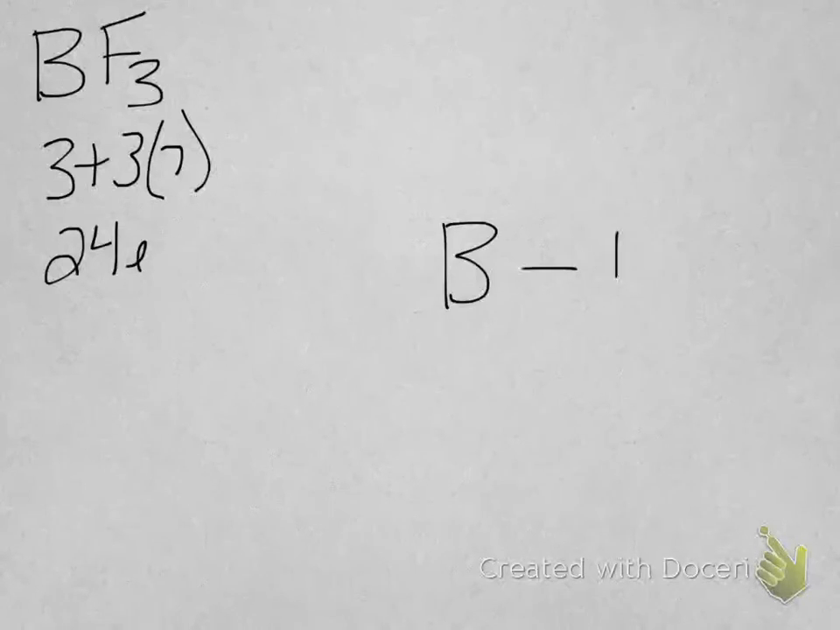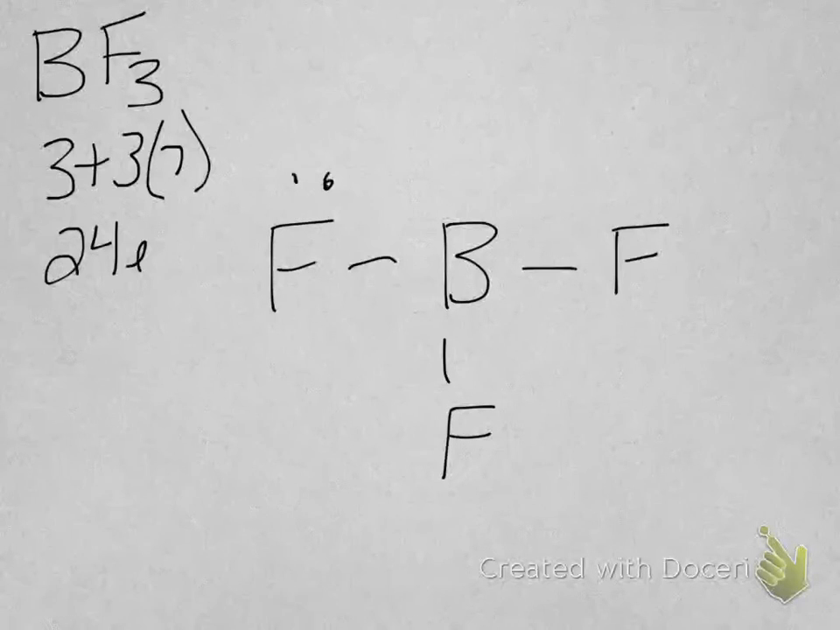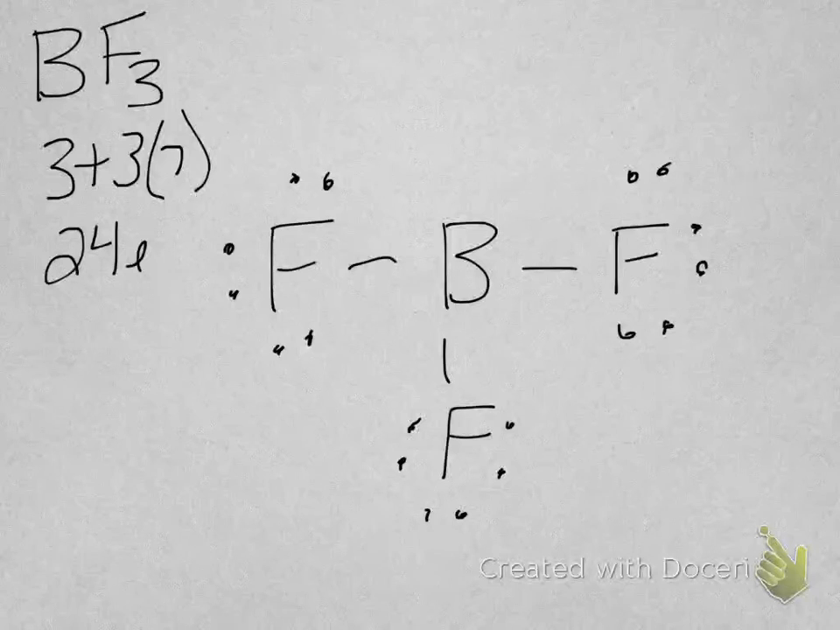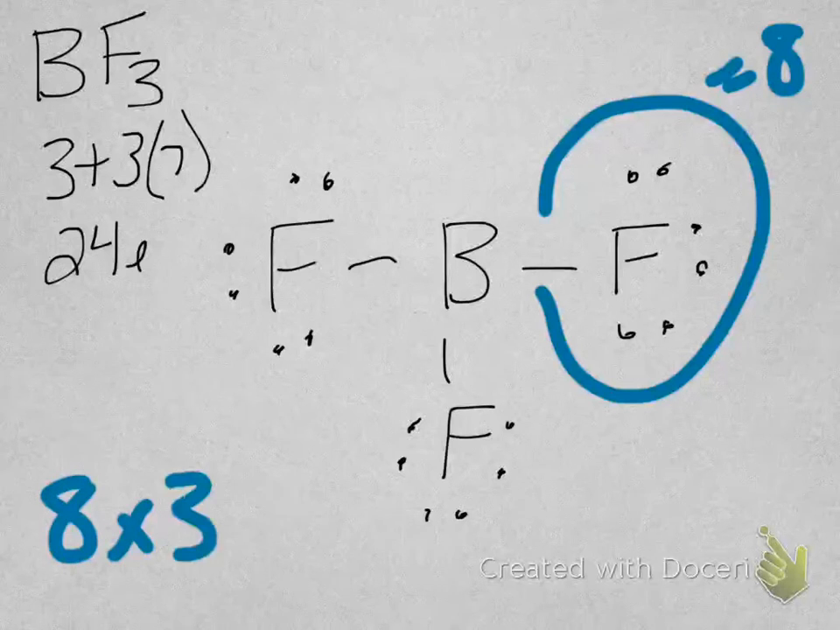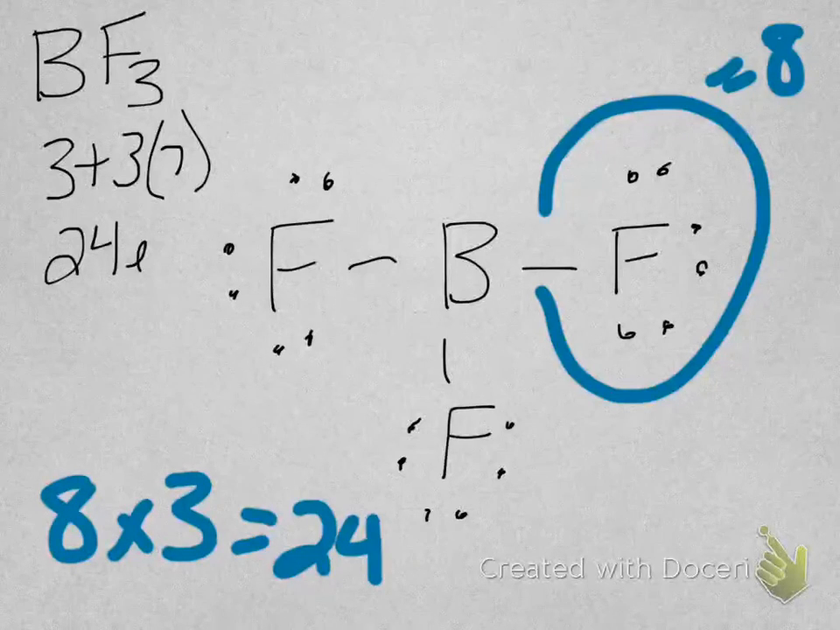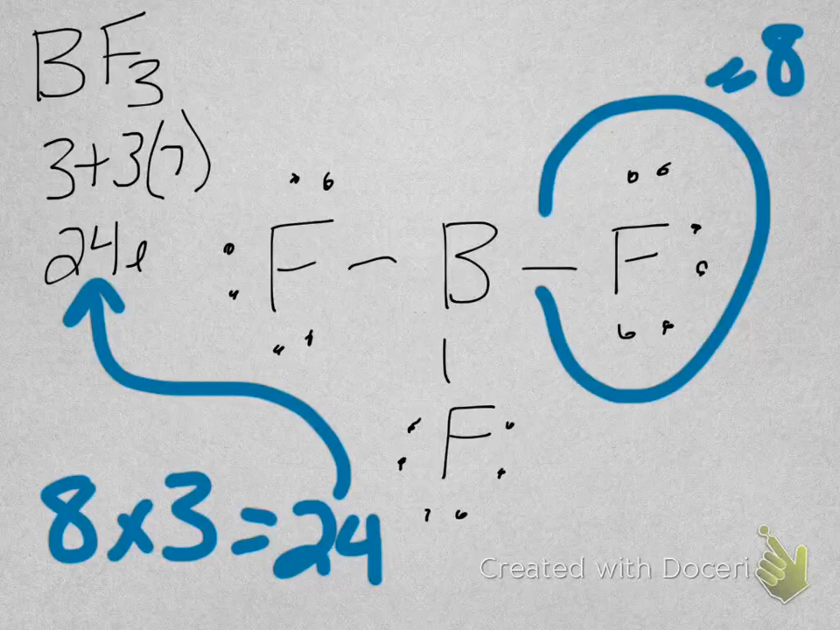If I start by bonding my 3 fluorines to boron and then drawing in my electrons to make the fluorine stable, when I take a look here and account for each fluorine, each one with a bond equals 8 electrons again. 8 times 3 fluorines equals 24 electrons. That is what I'm supposed to have.